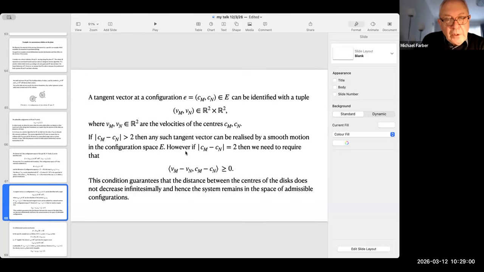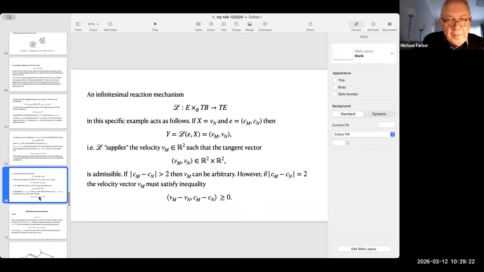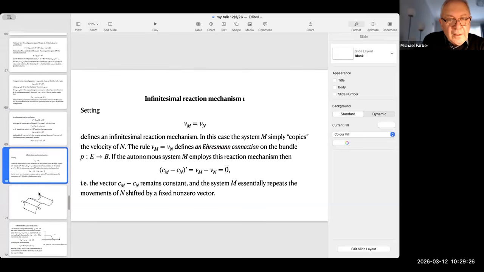So admissible velocities: if these centers are at distance bigger than 2, then there is no restriction. But if the distance is 2, then the admissible velocities must satisfy this inequality. Well, maybe, John, I'm out of time. Maybe I'll just say that it's all in the paper.